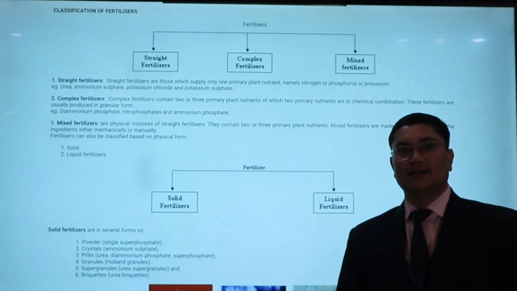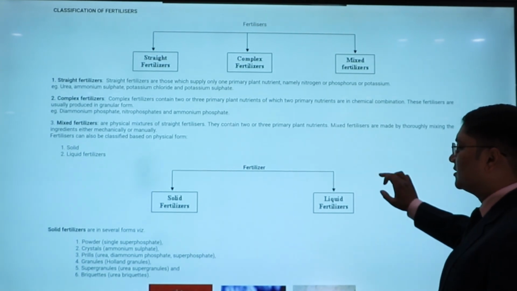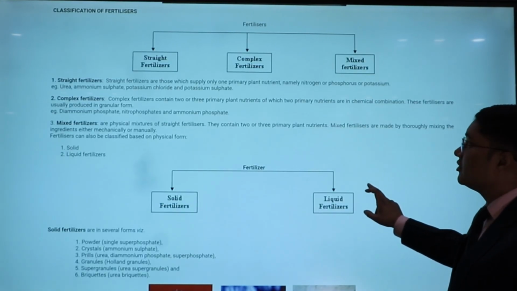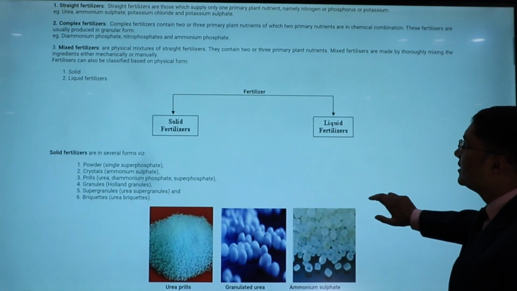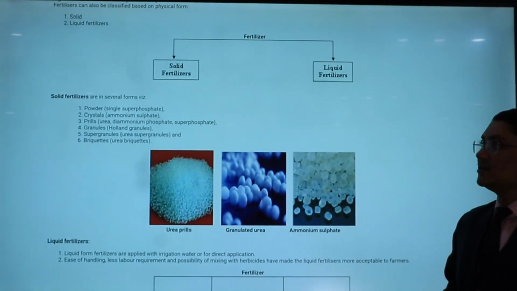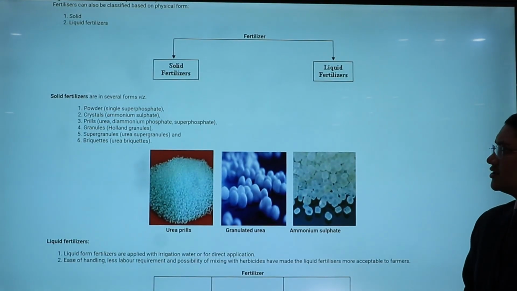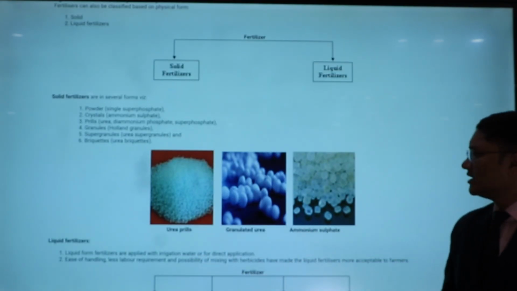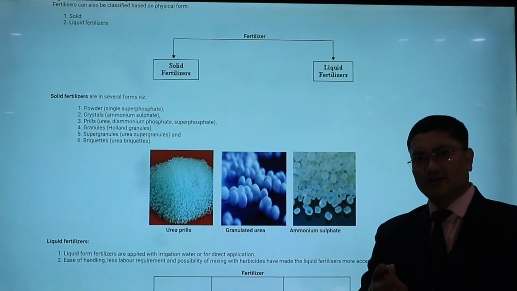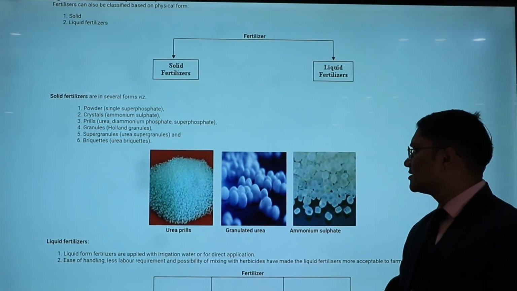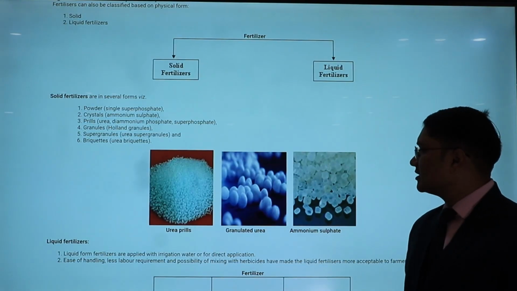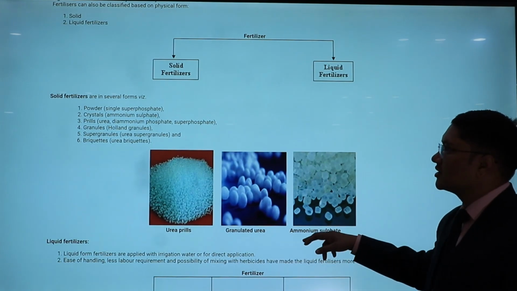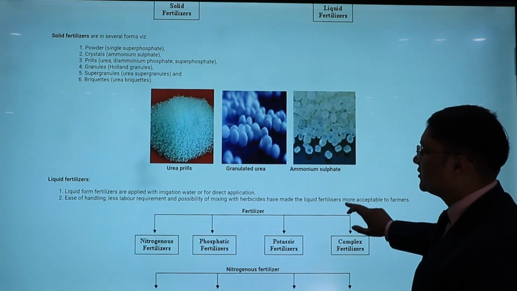of fertilizers. It's also given by the Tamil Nadu Agricultural University. So, straight fertilizers, complex and mixed fertilizers, we have already discussed. Then fertilizers in the form of solid and liquid fertilizer. In solid, you can see urea prills, which are very small granules, then granulated urea, which is a few big but small units, and the rounded shape is in prills. And ammonium sulfate is crystal clear like sugar. So these are the solid forms.